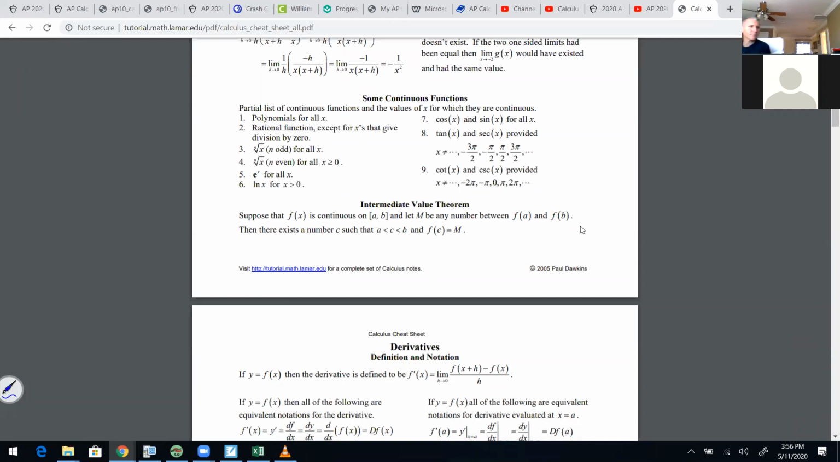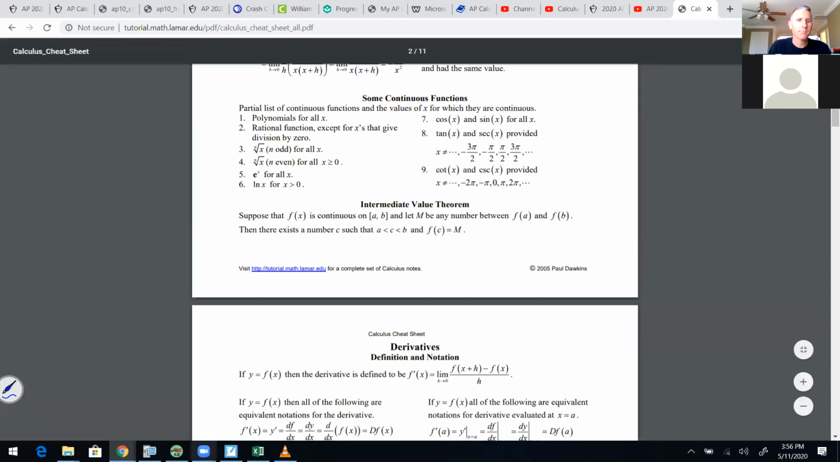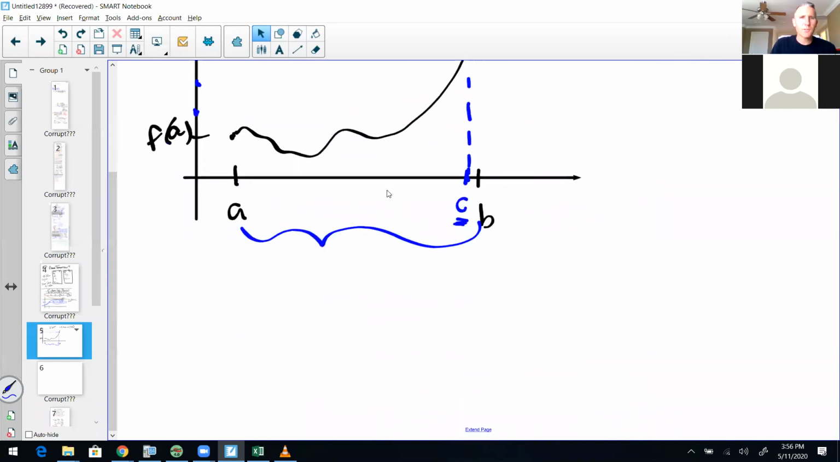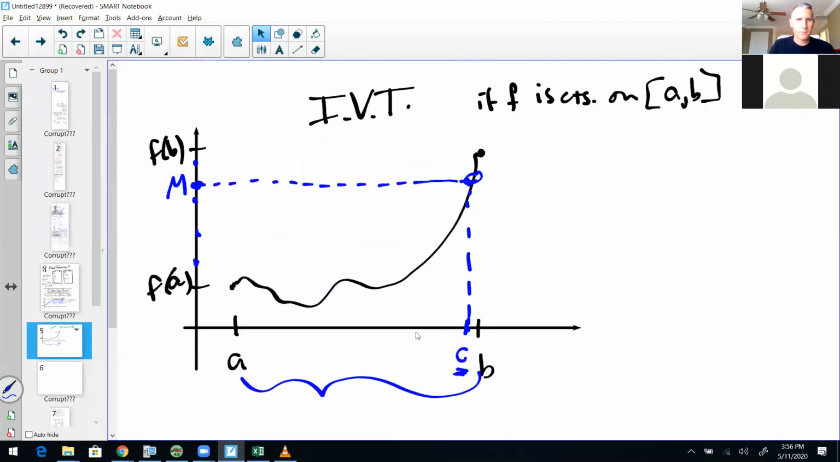There must exist at least one number c in between a and b such that f of c is equal to m. So this is graphically what that is saying right there. Now, that's the intermediate value theorem. Here's what the mean value theorem says. Okay, so I have that.